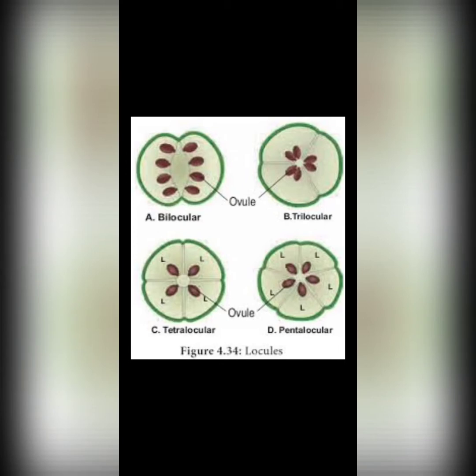Inside the ovary, there is present an ovarian chamber called locule. Inside the locule, there are found megasporangia, also called ovule, which remain attached to the ovarian wall through the placenta. So what is placenta? Placenta is the structure through which the megasporangia or ovule remain attached with the ovarian wall.